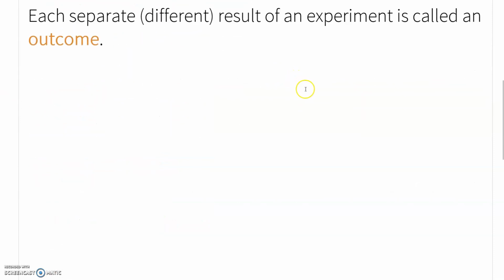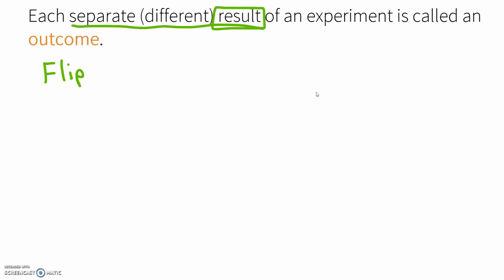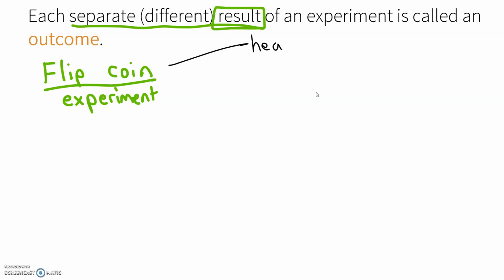The next word that we use a lot is an outcome. So an outcome is just a separate or different result of an experiment, and this word's really important. So say we go back to our flip a coin. If this is the experiment, then the outcomes are going to be heads. So heads is one outcome. And tails is another outcome. There's two outcomes for flipping a coin.